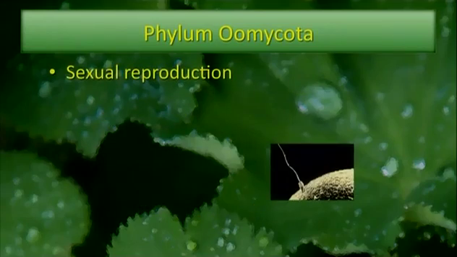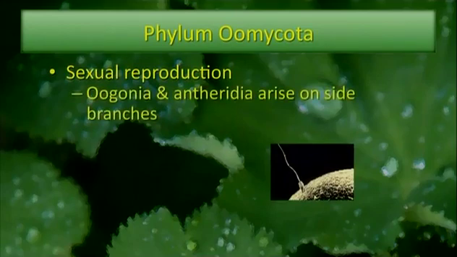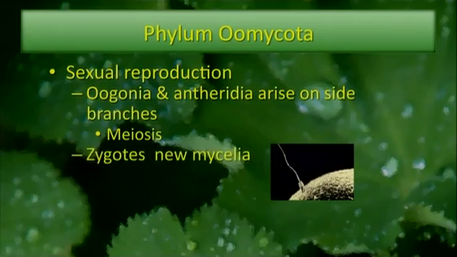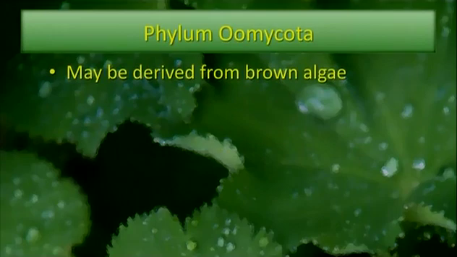Now their sexual reproduction. They have oogonia and antheridia, so they have oogamy. They arise on side branches. They do meiosis, and the zygotes will form new mycelia. So that's pretty tight and quick.